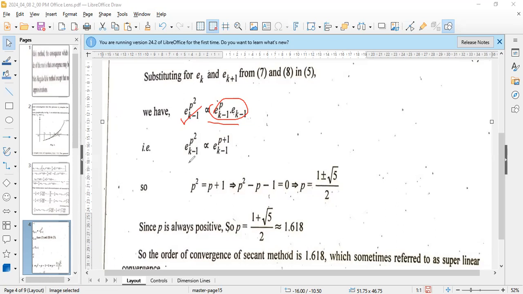Now we are comparing the powers, because powers are same, then we can compare it. So p square is equals to p plus 1, that will be p square minus p minus 1 equals to 0, and after simplifying we get p is equals to 1 plus or minus under root 5 over 2. Since p is always positive, so we neglect the negative value. So p is 1 plus under root 5 over 2, which is approximately equal to 1.618. So order of convergence of the secant method is 1.618, which is sometimes referred to as superlinear convergence.